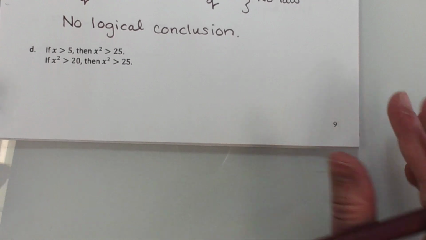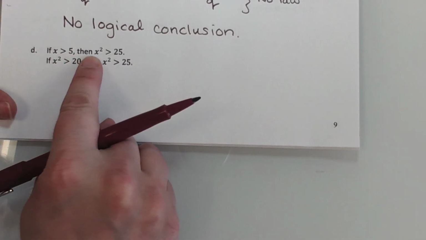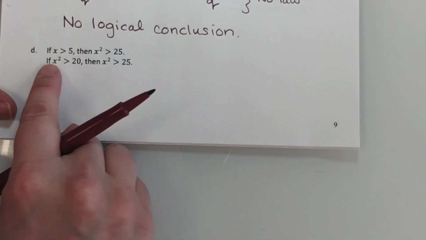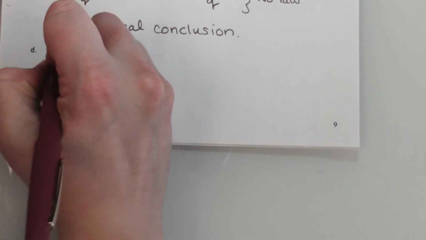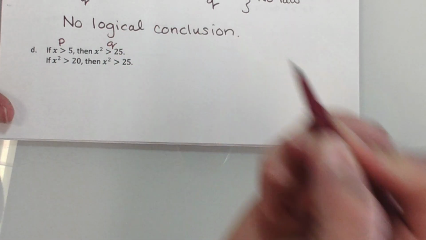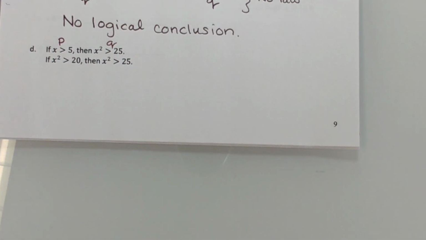Okay. If x is greater than 5, then x squared is greater than 25. If x squared is greater than 20, then x squared is greater than 25. I see two if-then statements. I'm thinking syllogism. I start with P and Q. Always start with P and Q on the first if-then. The second if-then should have two pieces. X squared is greater than 20. Does that match either of those? Which means I need to choose a different letter. Doesn't matter what letter. R. I like R.